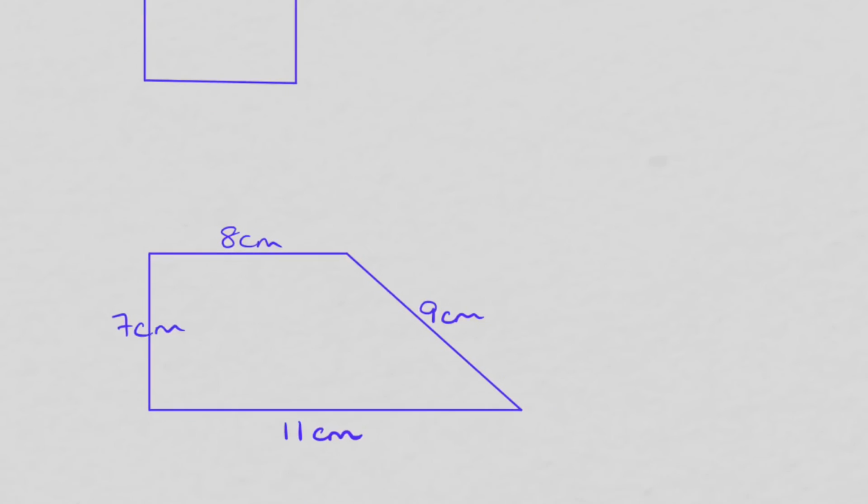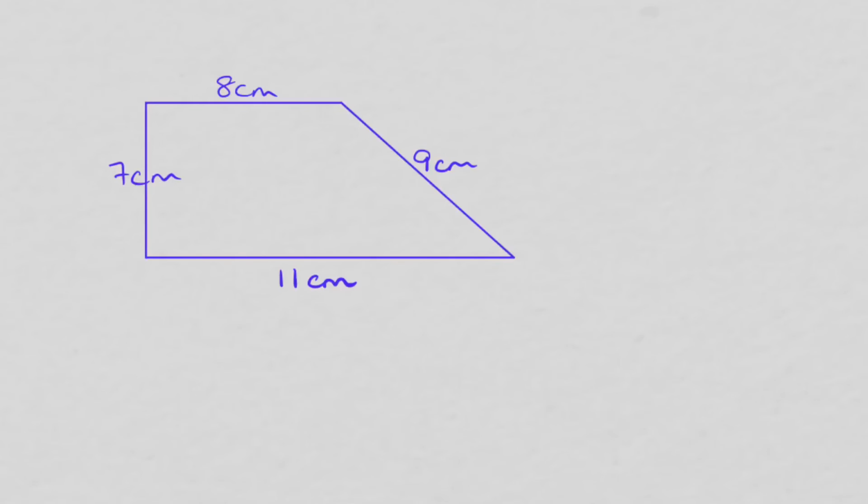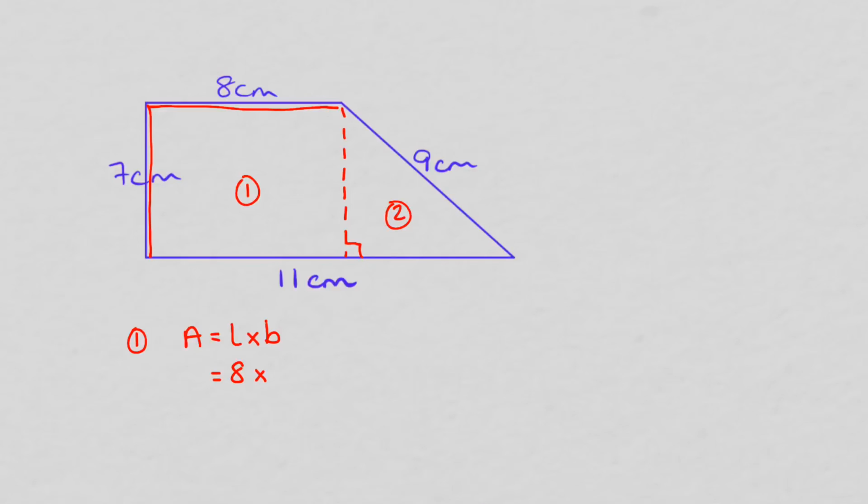And then our last one for today, we've got one of these shapes with sloping sides, so we need to cut off the triangle. So we've got 1 and 2 again here. So for number 1, it's a rectangle, so A equals L times B. So the length of that rectangle is 8, and the breadth is 7. So 8 sevens are 56.